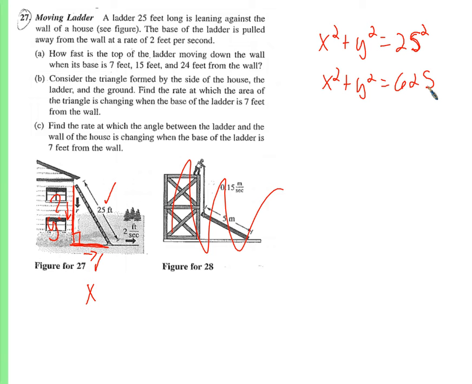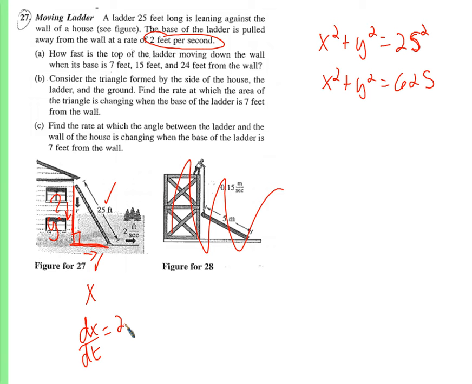Okay. Well, what have they been telling me here? What in the scenario is 2 feet per second? dx/dt. Very good. dx/dt is 2 feet per second. And it is away from the wall, so x is getting bigger, so it is a positive 2 feet per second.